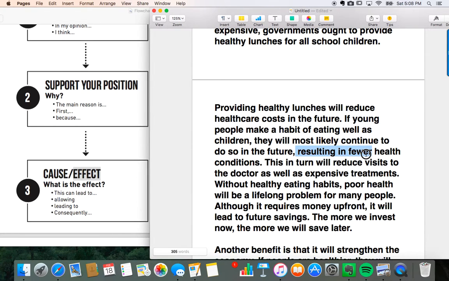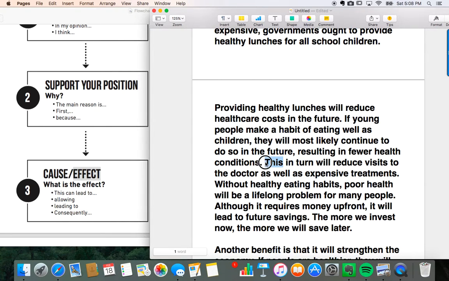The more you think about these ideas, the more you organize your ideas, and effect is a great one to deal with, the better your grammar will be. And then I do it again. Another effect. This, in turn, will reduce visits to the doctor as well as expensive treatments. Okay? Effect, effect. Really nice.